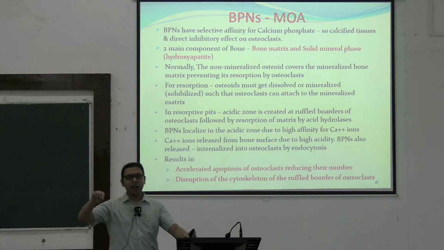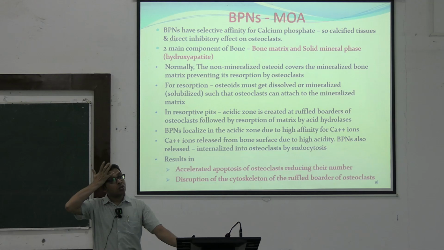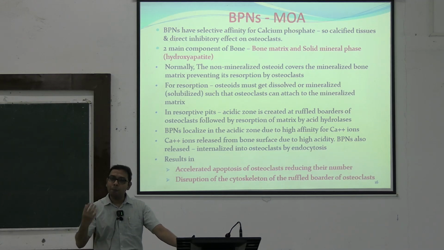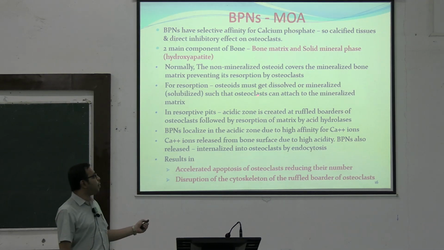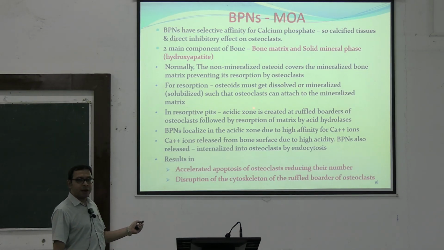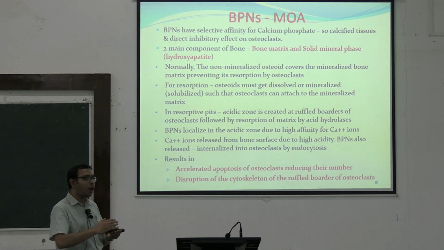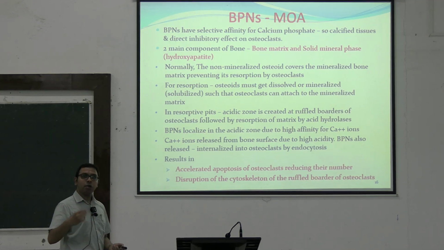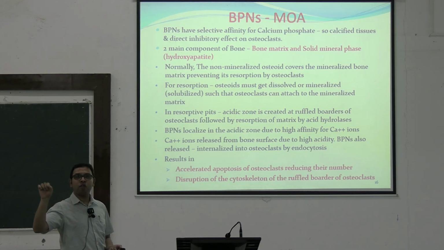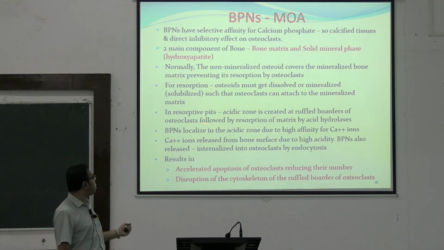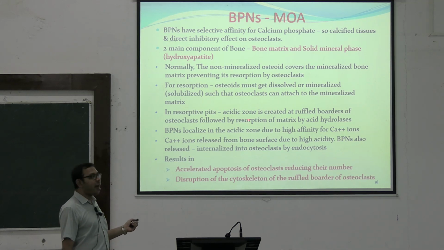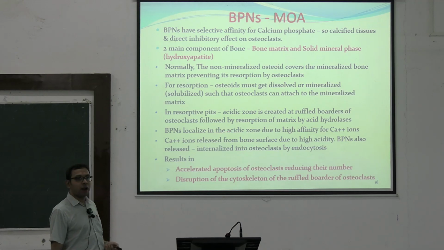So this is basically a cycle of how the resorption of the bone happens. These osteoclast cells are mainly activated by the osteoblast cells, and these osteoclast cells ultimately come into contact with the mineralized matrix, and then they help in the resorption of the bone. This resorption of the bone mainly happens in the resorptive pits. There will be some crescent-like formations developed within these bones. These are known as the resorptive pits, which are acidic. These are the acidic zones created at the ruffled border of the osteoclast, followed by the resorption of the matrix by acid hydrolysis.